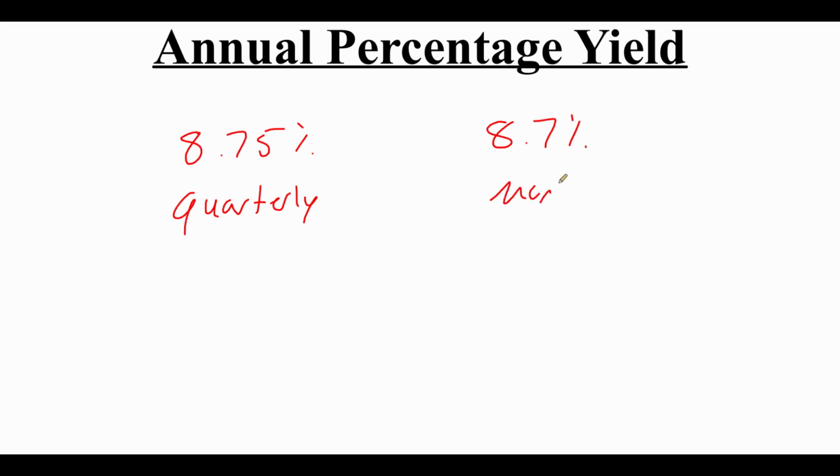So for example, would it be better to invest your money in an account that earns 8.75% but gets compounded quarterly? Or would it be better to invest in an account that only gives you 8.7% but it compounds monthly? So what we're going to look at calculating is something called annual percentage yield, or APY. And annual percentage yield is the percentage rate that, if you were to compound annually, would yield the same return as the given interest rate with the given compounding period.